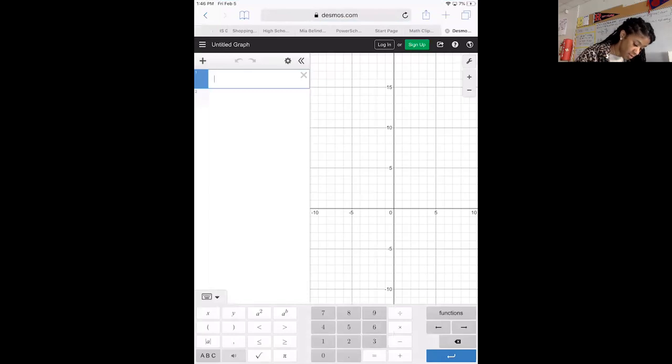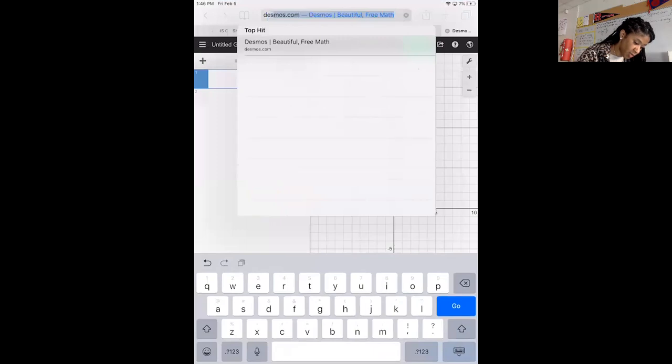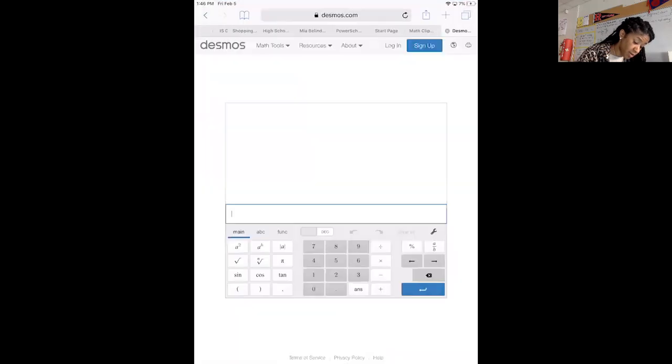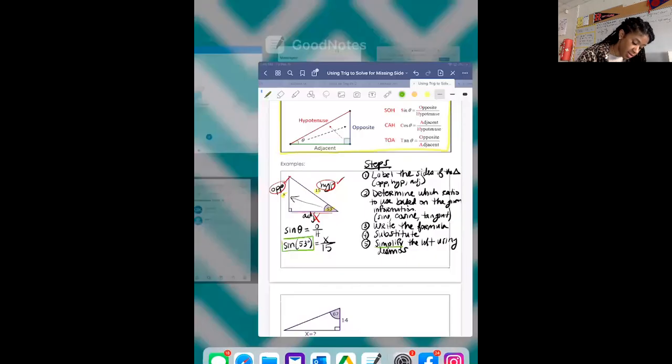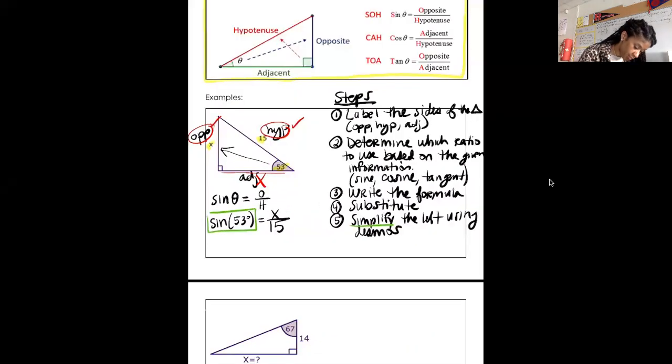I'm going to type in, this is the wrong decimals. We don't want the calculator, we want the scientific calculator. So sine of 53 degrees. You see here how my calculator is in degree mode. We don't want radian mode, we want degree mode. So let's use 4 numbers behind the decimal: 0.7986 equals x over 15. Now we're solving for x.